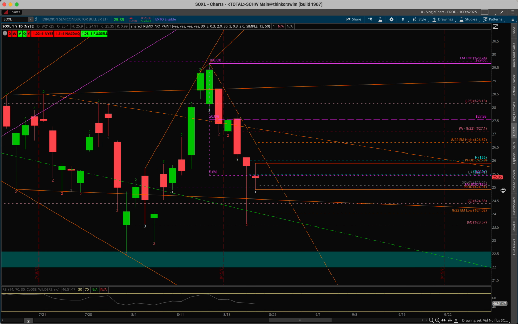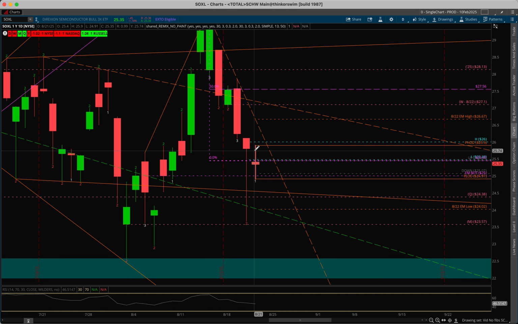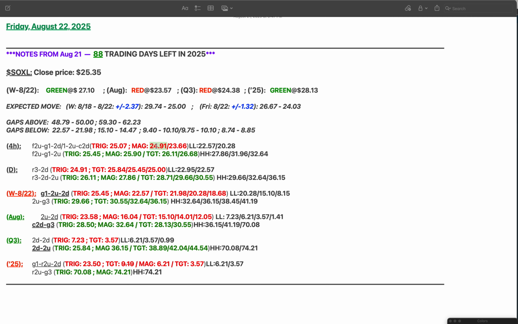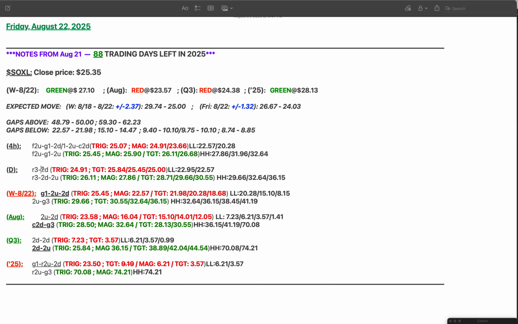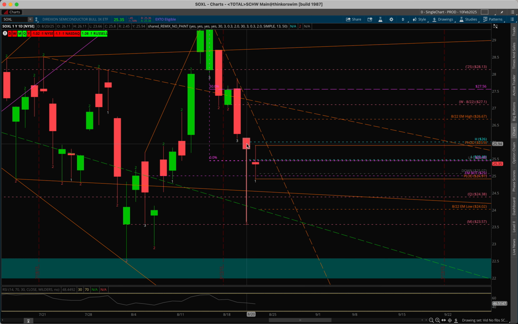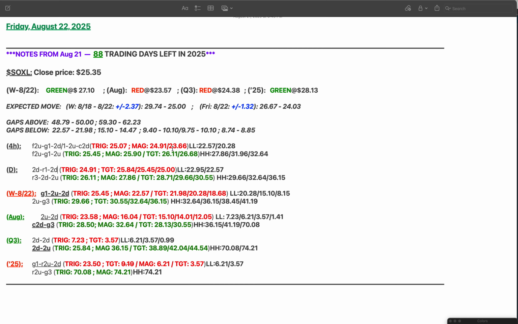All right, and we can see we have here a 2-1. To the downside would be a 2-1-2 reversal with a very clear entry at the low of today and the exit at the low of yesterday. So the 2-1-2 down triggers at the 24.91, which was the magnitude of the 4 hour. Remember that magnitude, 24.91. So that's the trigger here, and that is again a 2 down, red 1, 2 down. That triggers at 24.91, and we have a magnitude of the low of this candle, which is that 23.66.